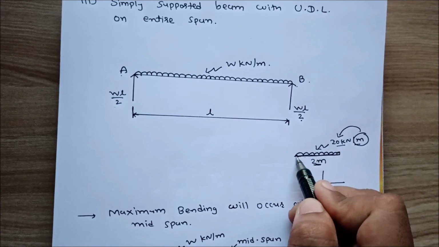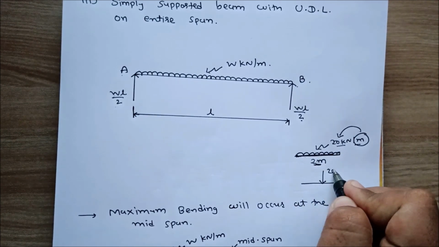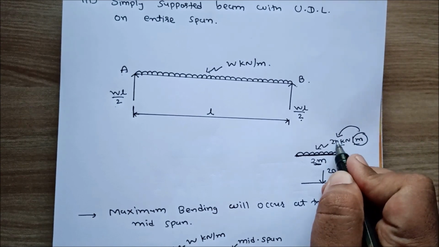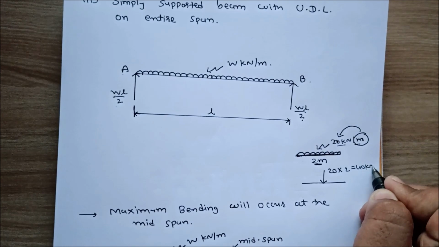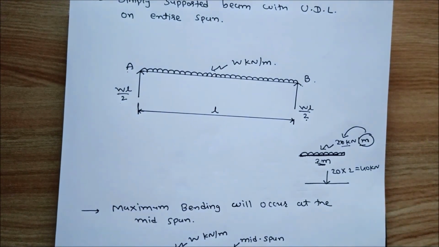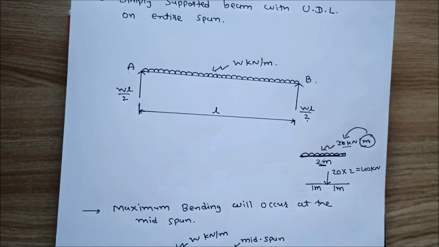So the total load acting on this beam is 20 multiplied by 2, because in 1 meter that is 20 kilonewton, so in 2 meters that is 40 kilonewton, and this load is always acting at its center of gravity, meaning at its midpoint. So the length is 2 meters, so this length is 1 meter and this length is 1 meter. Now we discuss the maximum bending moment.